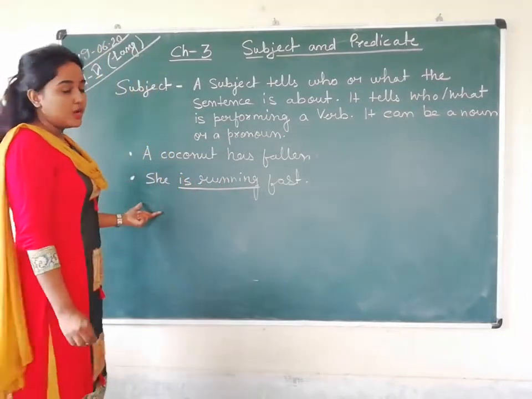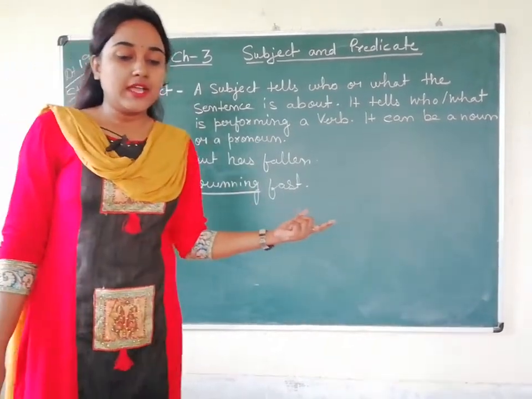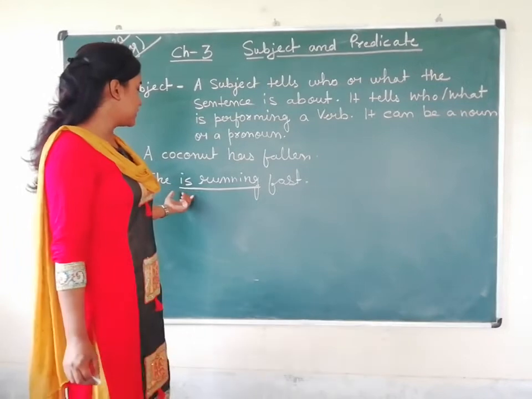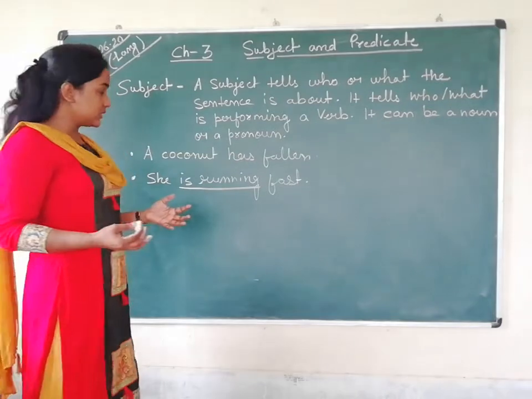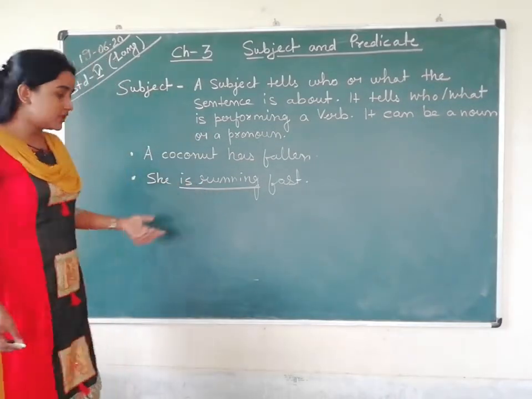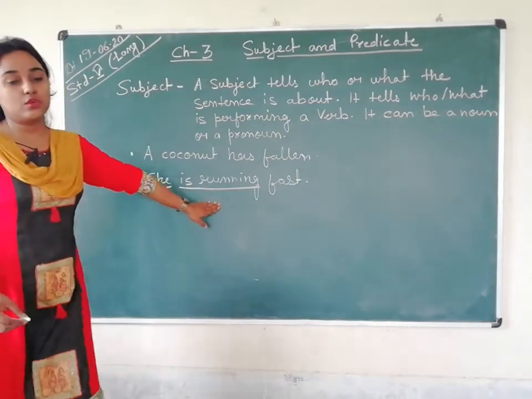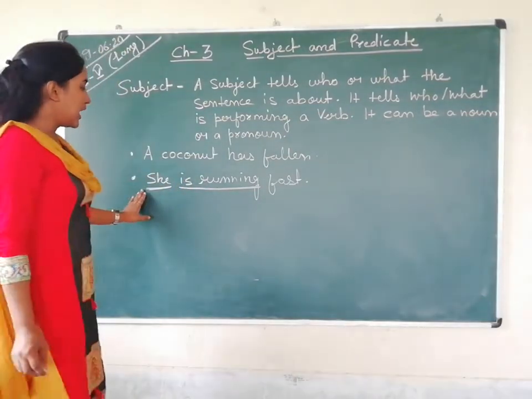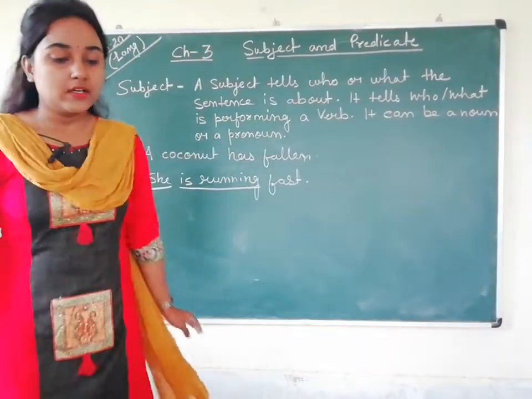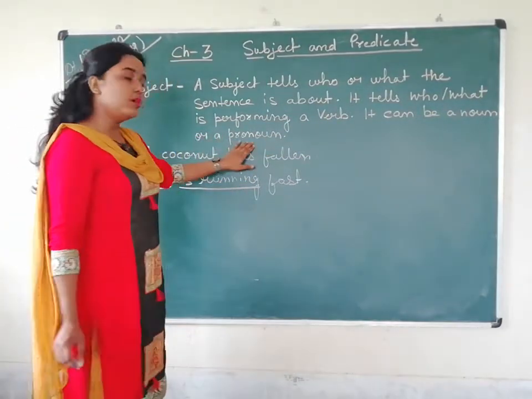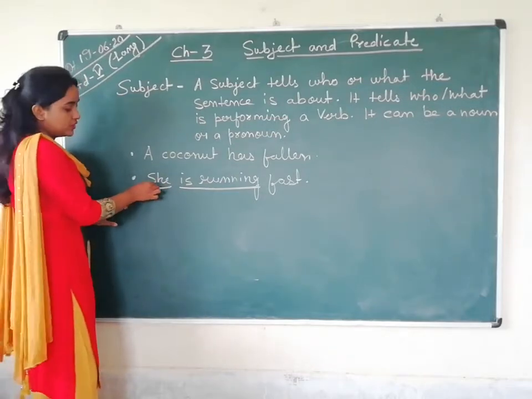So if I say what is running, what answer am I getting? Okay, I have no answer. But if I ask who is running fast, of course I have the answer, she. She is running fast. So she is the pronoun in this sentence. What we have noted is that a subject can be a noun or a pronoun, and in this case our subject is a pronoun, she.